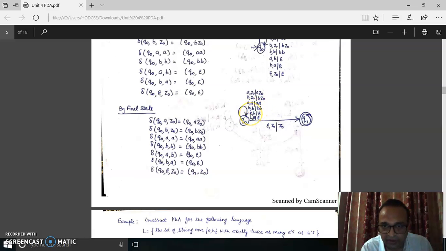Now if a is the input symbol and b is on the top of the stack, we are cancelling them and we are popping b. Now suppose b is the input symbol and a is on the top of the stack, we are also popping a.